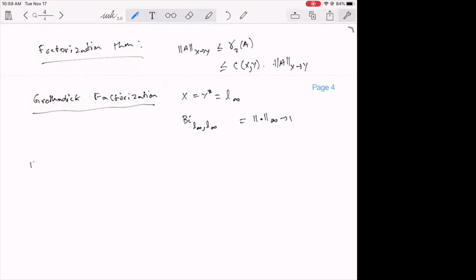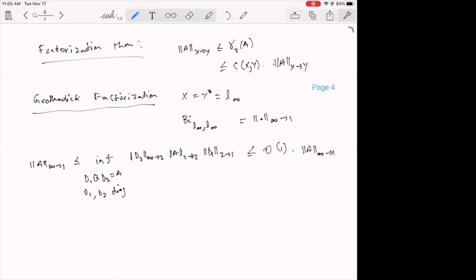So he showed that for any matrix A, the infinity to 1 norm is at most the infimum over D1 B D2 equals A of the D2 infinity to 2 norm, B 2 to 2 norm, D1 2 to 1 norm, which is at most some absolute constant times the A infinity to 1 norm, where D1 and D2 are not just any matrices, they're diagonal matrices even. So this is what makes it stronger.